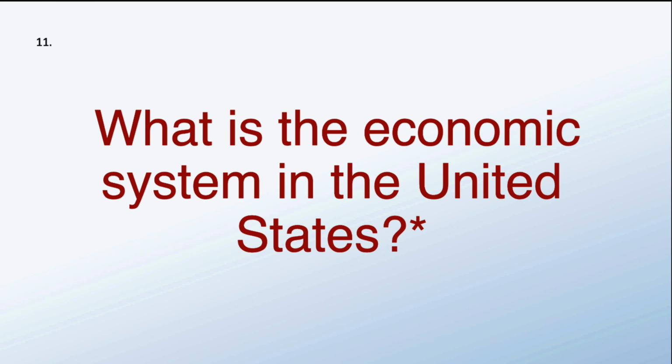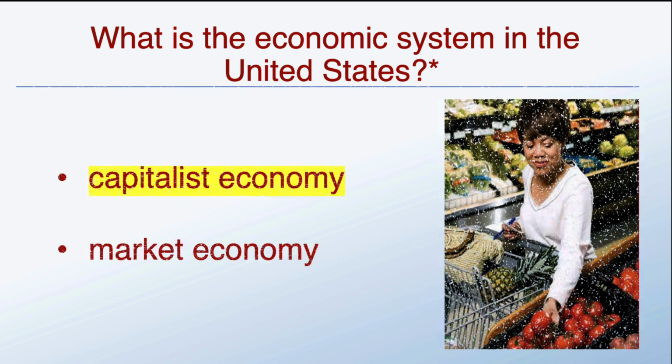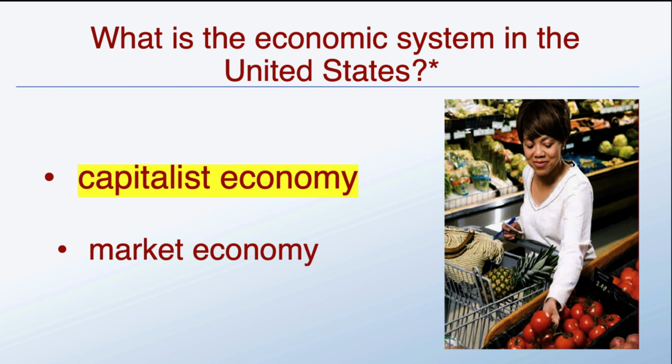What is the economic system in the United States? It's a capitalist economy. The other answer here is market economy. If that's easier to say, that's fine. Either answer is correct. Capitalist or market economy.